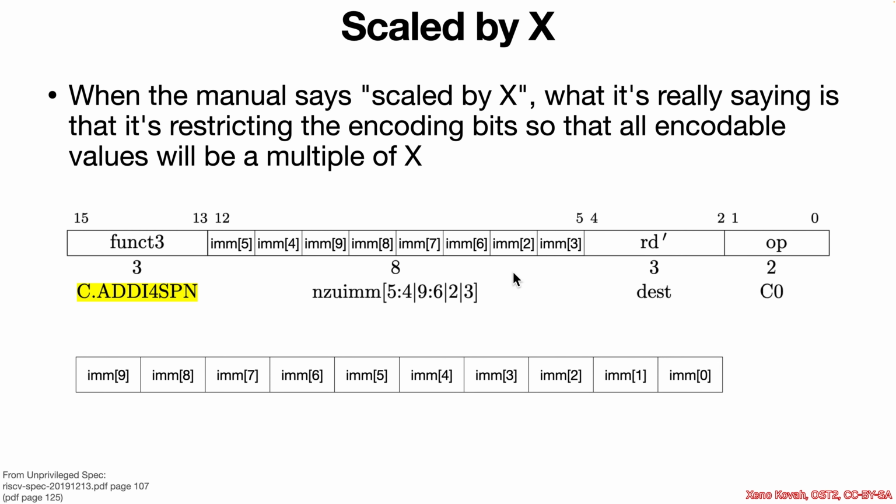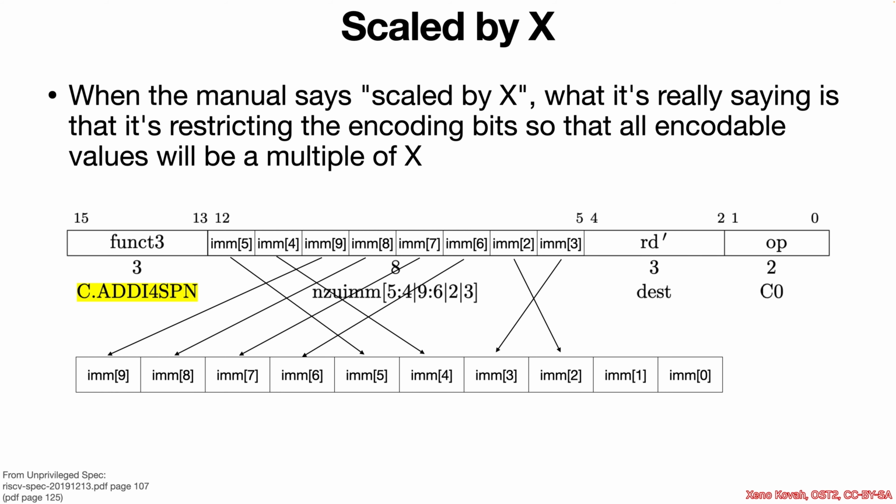So if we break this out and do our little decoding to figure out what this ultimate 10-bit value is going to look like, it's 10-bit because immediate 9 is specified here, bit 9 is specified, so there's up to bit 9, index 9. That means it must be a 10-bit value overall. So this 10-bit value has 8 of the bits specified, but the bottom 2 bits are left unspecified, uncoded in here. And this is what this scaled by x really means.